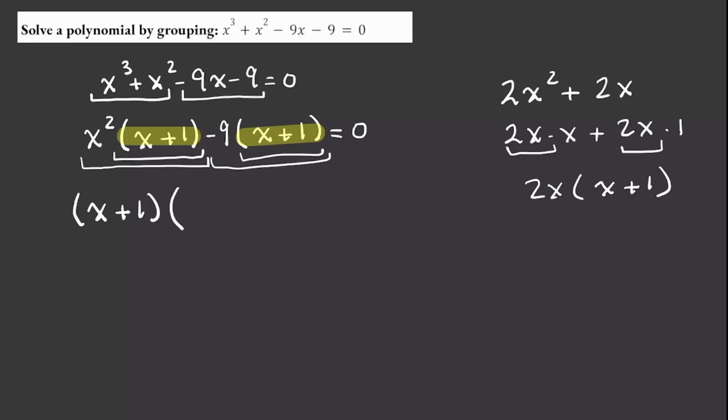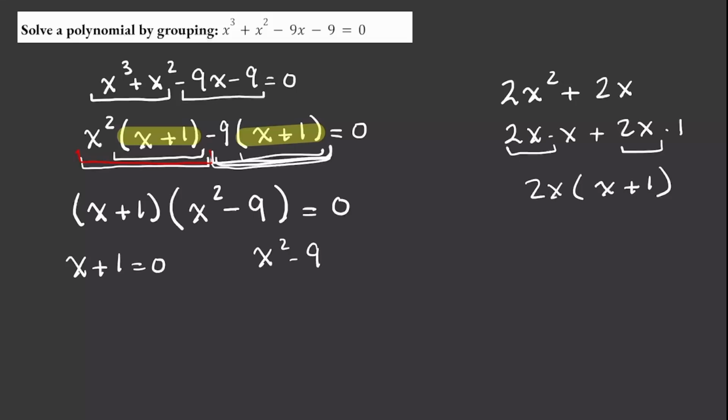When I factor out an x plus 1 from this first term, I would have x squared left. Now the minus goes down. The same thing, when I factor out an x plus 1 from this term, I would have the 9 left, equal to 0. Now I have two factors. Using the zero property, I'm going to set my first factor equal to 0, my second factor equal to 0, and solve for x. I obtain x equals negative 1 as one solution from this factor.